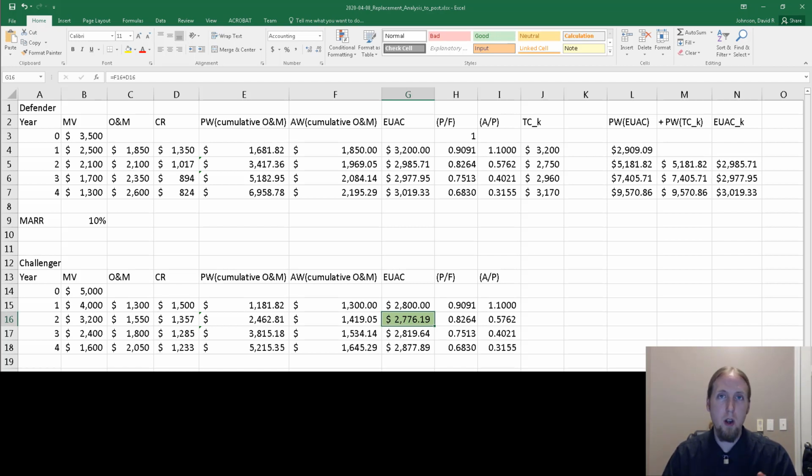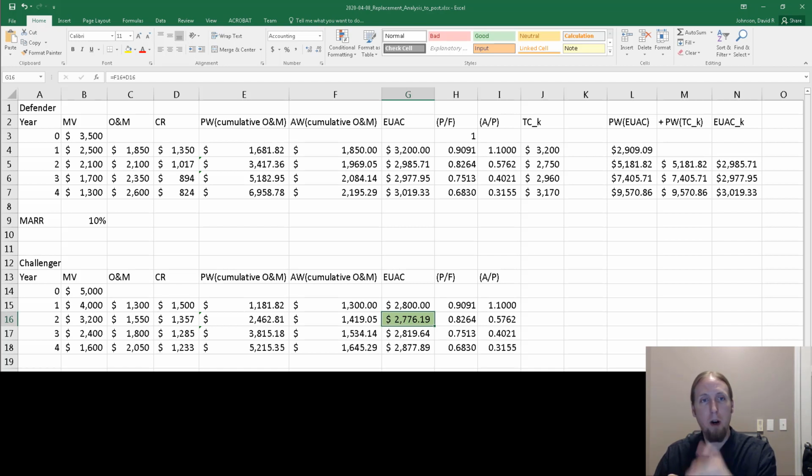Now, we want to know when we should replace the defender with the challenger. To figure this out, we know that we can represent the challenger by the annual worth equal to the EUAC of its economic lifetime. So we're going to take this 2776 and we're going to compare it to the EUAC of the Defender as well as the total marginal cost of the Defender. In that previous question that I asked you, we said that we would replace the Defender as soon as the total marginal cost of the Defender is greater than the EUAC of the Challenger.